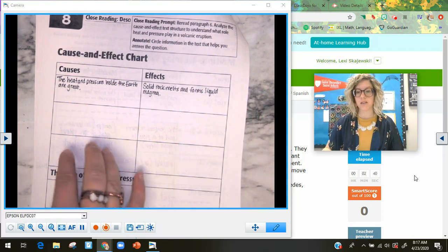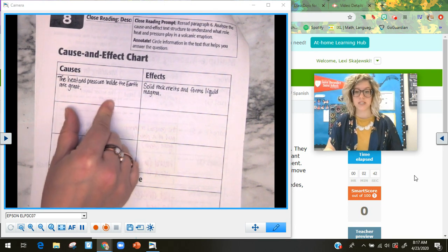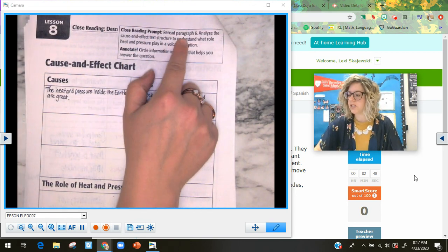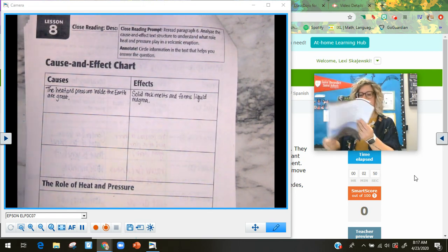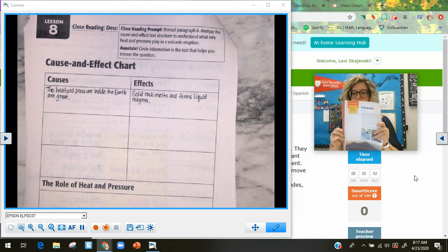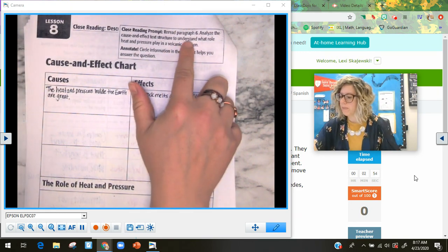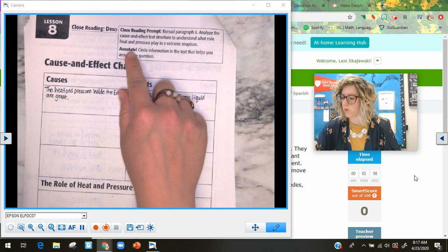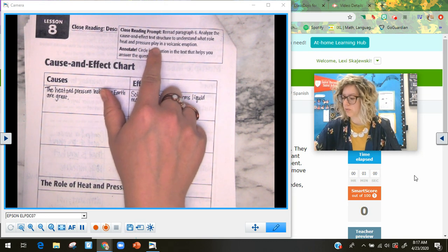And I'm going to give you a couple of hints. I'm going to give you a couple of sentence starters so that you know what to look for in your story when you're looking for these things. Okay, so it says, please read paragraph 6. So you're going to be in your volcanoes story. Okay, read paragraph 6. Analyze the cause and effect text structure to understand what role heat and pressure play in a volcanic eruption.